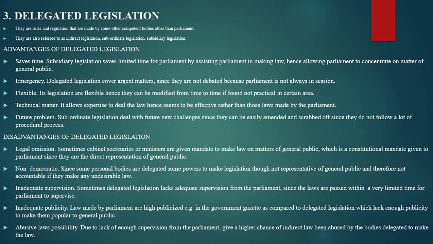Some advantages of delegated legislation is that they save time. Subsidiary legislation saves limited time for parliament by assisting parliament in making rules, hence allowing parliament to concentrate on matters of general public. Since parliament has limited time, as they are elected and seasonal, they need some qualified bodies to help them in making rules. If parliament spent all its time making rules, it would lack time to deal with general public matters.